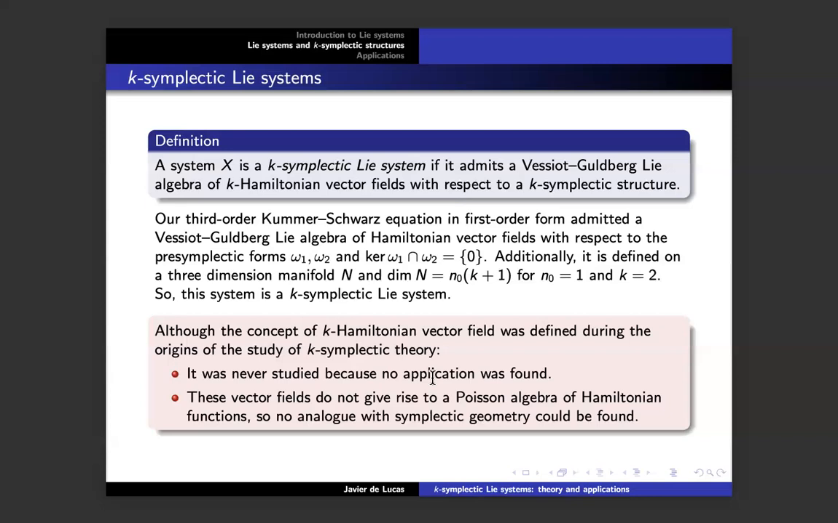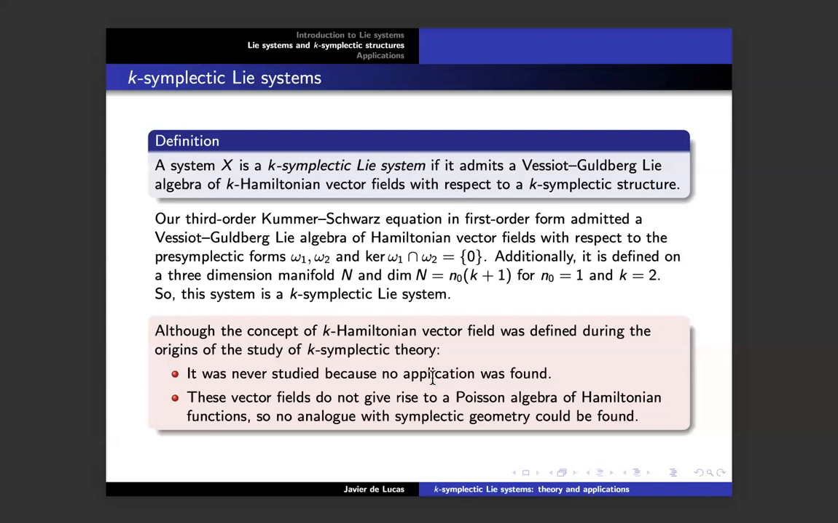And also, what I said about these Hamiltonian vector fields with respect to a k-symplectic structure is a little bit weird now. It was defined at the very beginning by, I think, Awan. And why wasn't it developed? Because no one knew what to do with it, essentially. They were thinking about field equations, and standard vector fields are not much appropriate to study PDEs, to study field equations, partial differential equations. So they forgot about it.